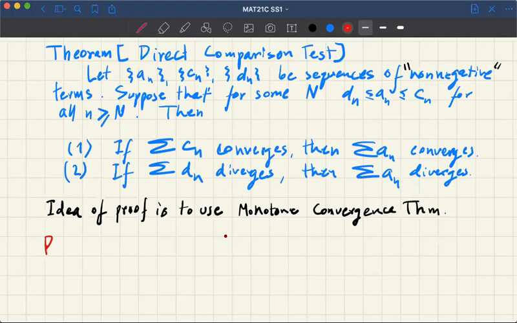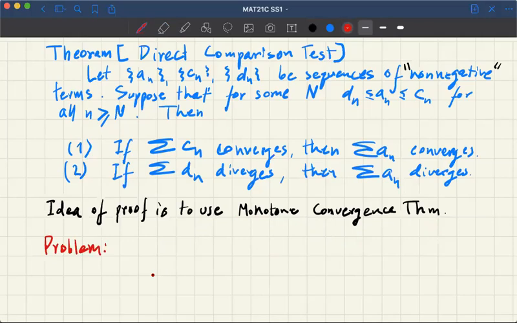Someone asked a question: does monotone work for series too? The monotone convergence theorem is for sequences. But how do we prove that a series converges? Remember, we prove that a series converges if its partial sum converges. So this is its partial sum. Its partial sum is a sequence. That's why we can use the monotone convergence theorem. The language of series can be translated to the language of sequences because of the definition of convergence.